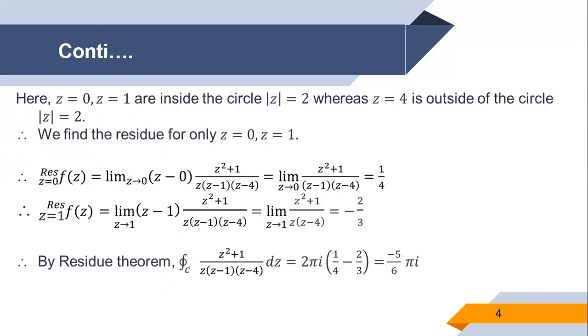The other concept: we draw the circle mod z is equal to 2. That means the center is 0, 0, because except this z, all the terms are 0. That means no real value, no imaginary value. Only z is there. So except z, the values are 0. So the center is 0, 0.